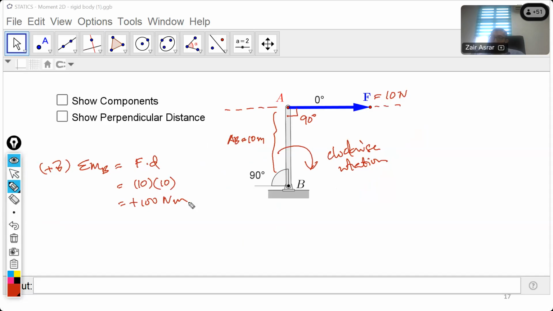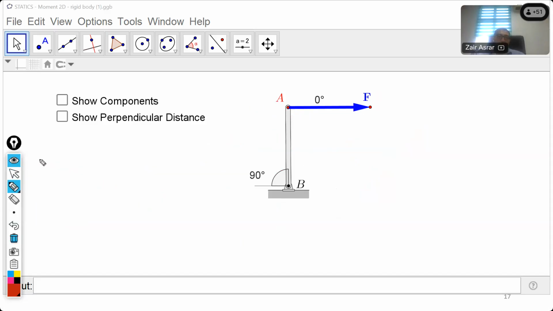Clear? Probably not so clear. Okay, fair enough. Let me simplify this further. What do I mean by simplifying this further? Let's say I have a rigid body, the same rigid body.